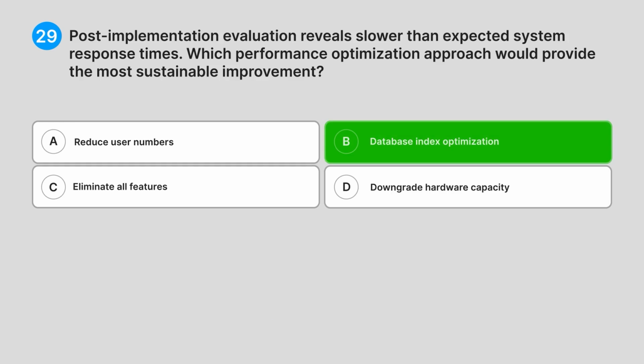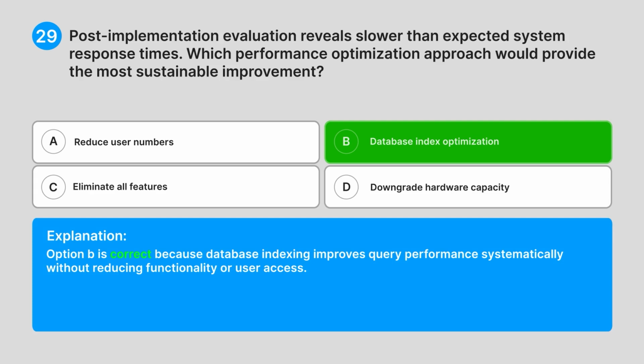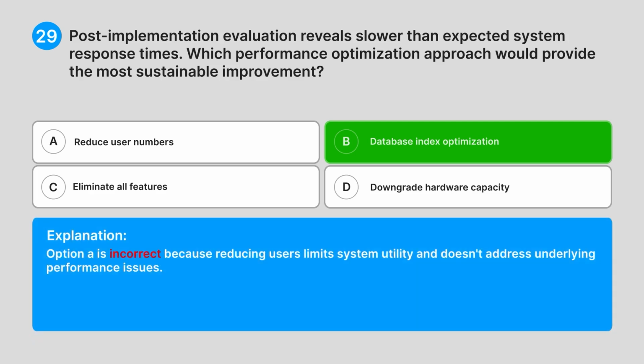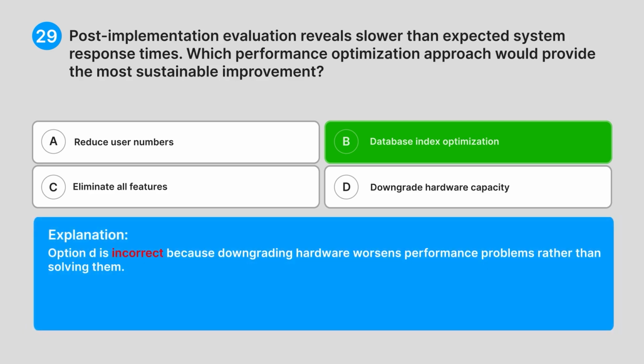Correct answer, B. Database index optimization. Explanation. Option B is correct because database indexing improves query performance systematically without reducing functionality or user access. Option A is incorrect because reducing users limits system utility and doesn't address underlying performance issues. Option C is incorrect because eliminating features reduces system value without necessarily improving performance. Option D is incorrect because downgrading hardware worsens performance problems rather than solving them.